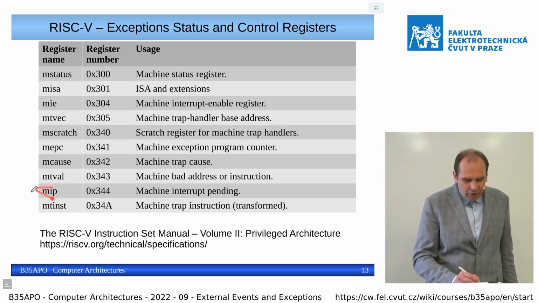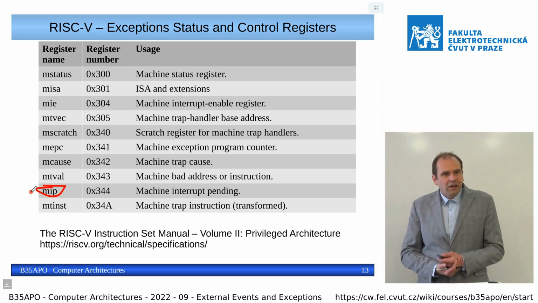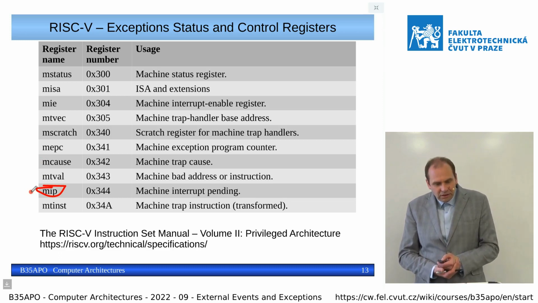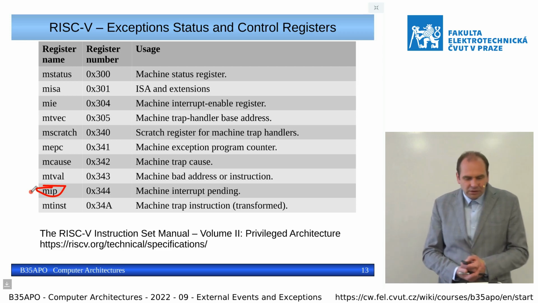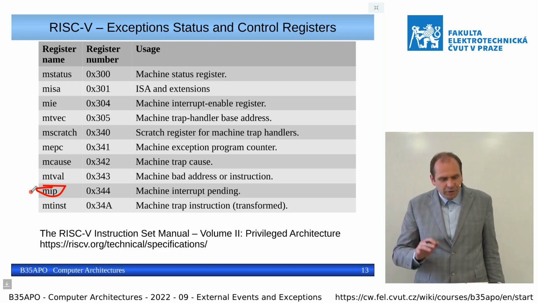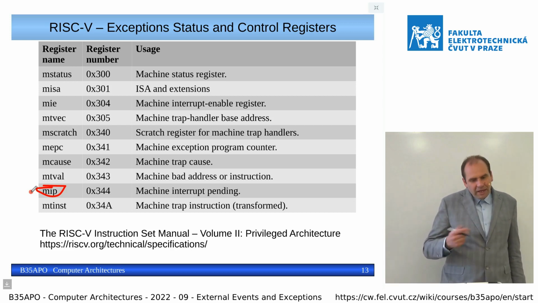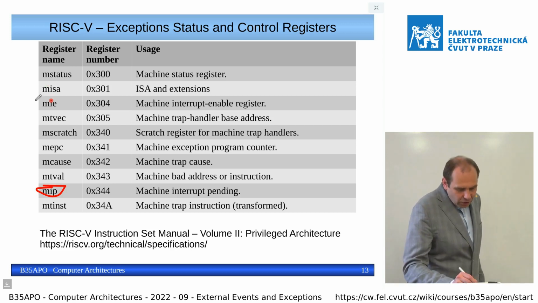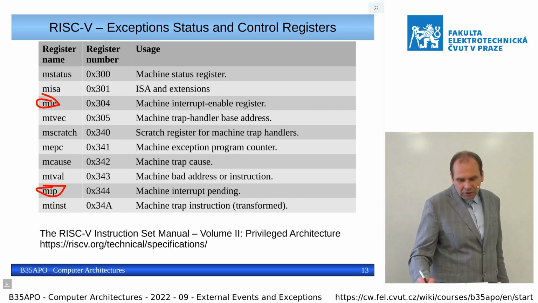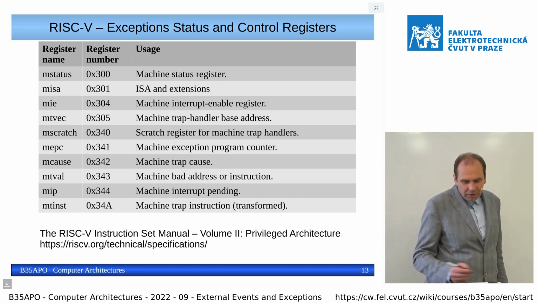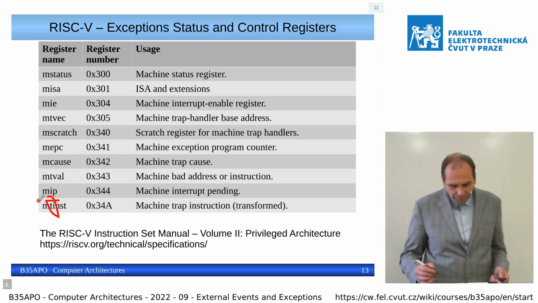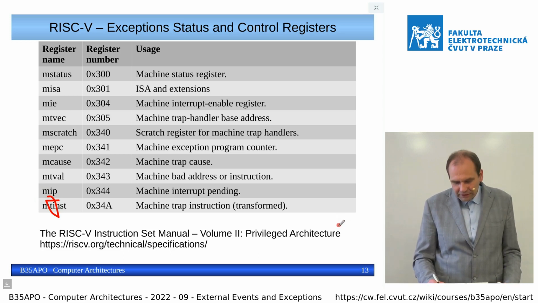Then we have the already mentioned machine interrupt pending register. Each bit informs that there is, for example, a keyboard asking for the interrupt. And it can, but need not, be accepted according to the mask in the interrupt enable. And then there are some other registers which help with the processing and identification of the source of the exception.